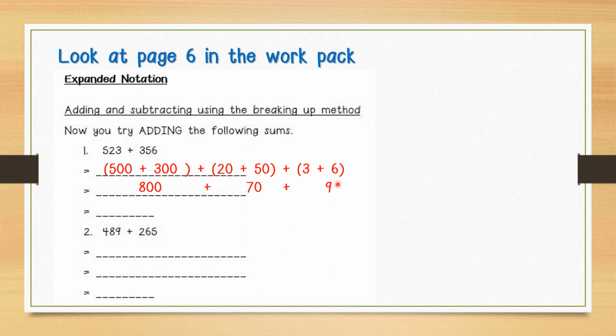Now the second step is if we add all of that, 500 plus 300 is 800, 20 plus 50 is 70, and 3 plus 6 is 9. And our last step, we need to add 800 plus 70 plus 9 will give us 879.